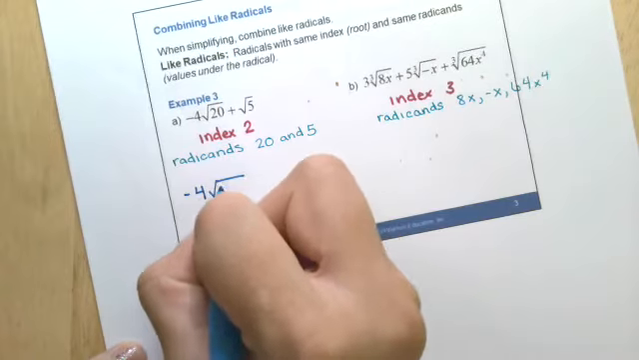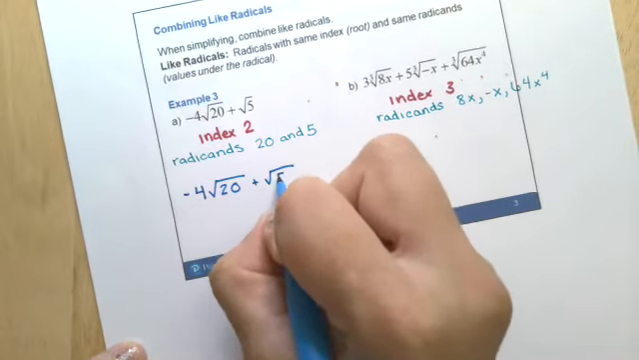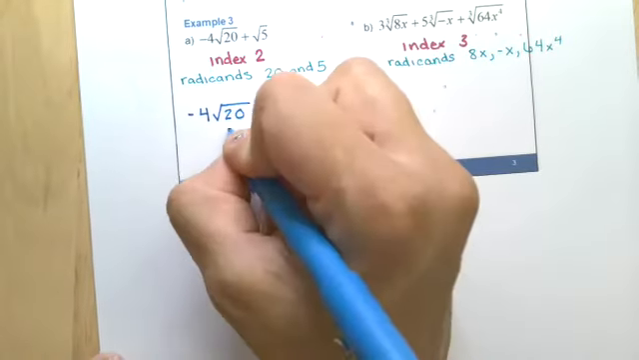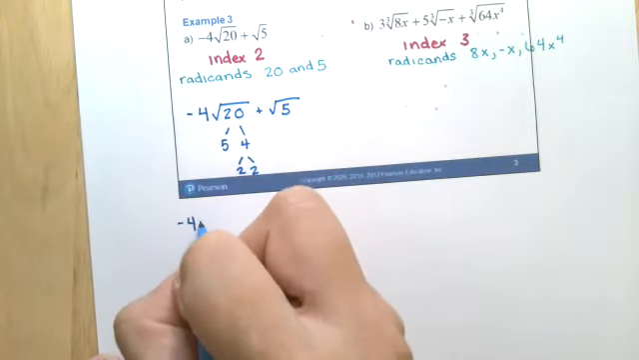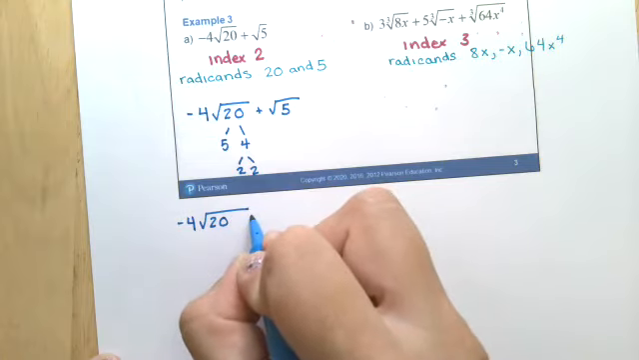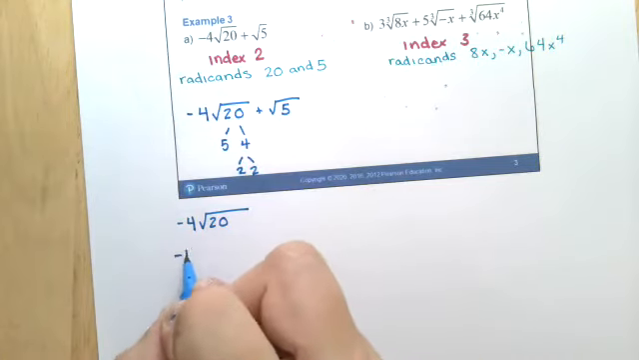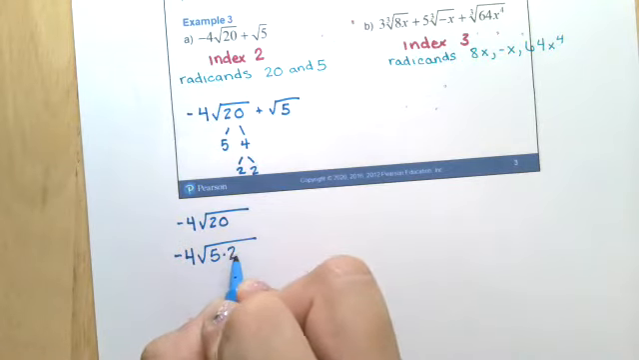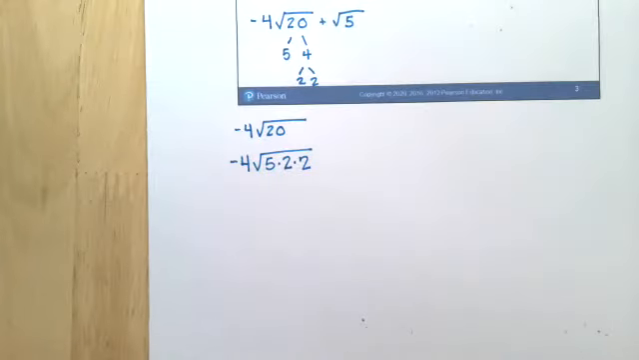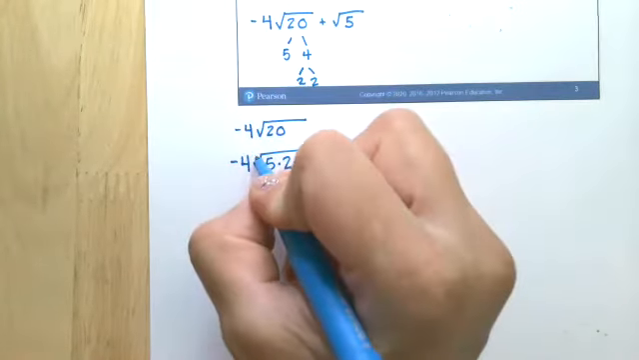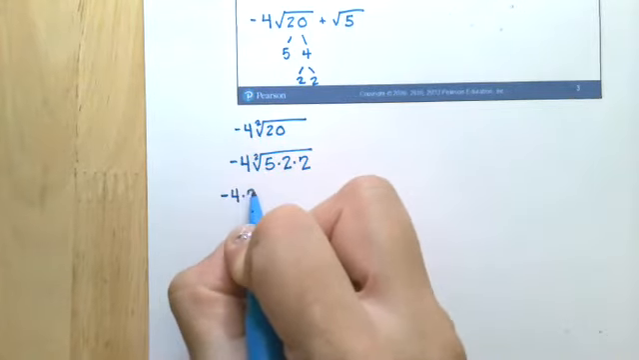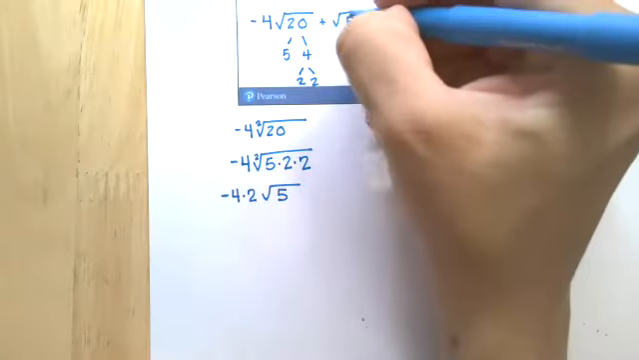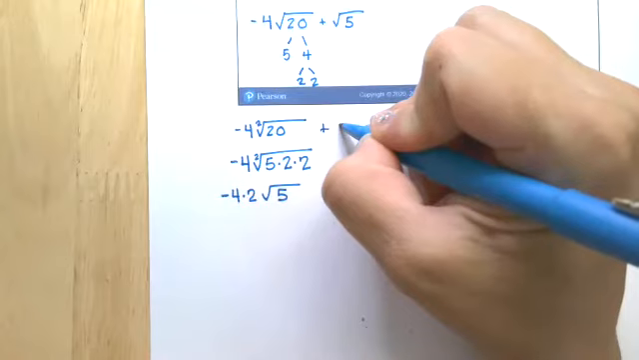Negative 4 square root of 20 plus square root of 5. Just like we did before, 20 can be 5 and 4, 4 can be 2 and 2. So negative 4 square root of 20 can also be called negative 4 square root of 5 times 2 times 2. You can pull out the 2 because there are 2 2's. Negative 4 times 2. And then we're going to bring that plus square root of 5 down, right?